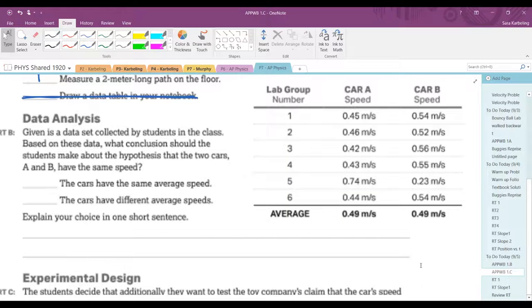I mean, these two numbers match. Yes? No, I mean, they're not gonna monkey with it. So yes, these physically do. Look at the data though. They do not have the same average speed.